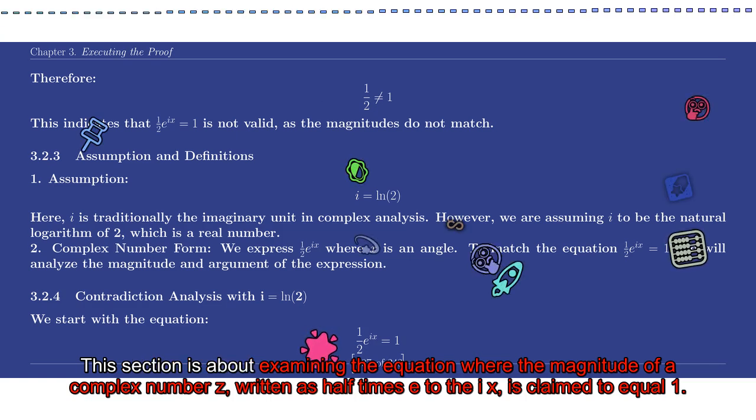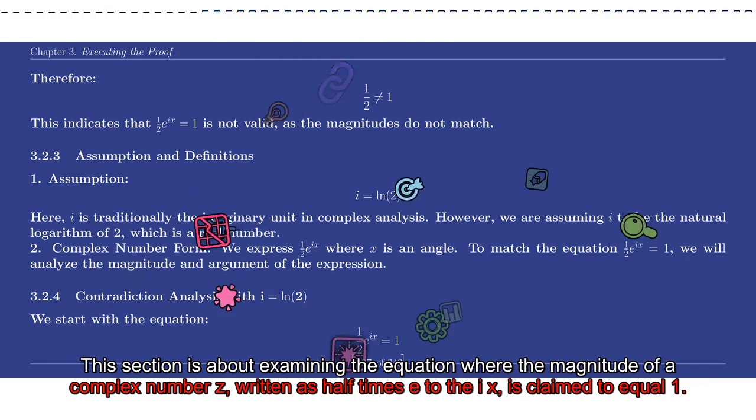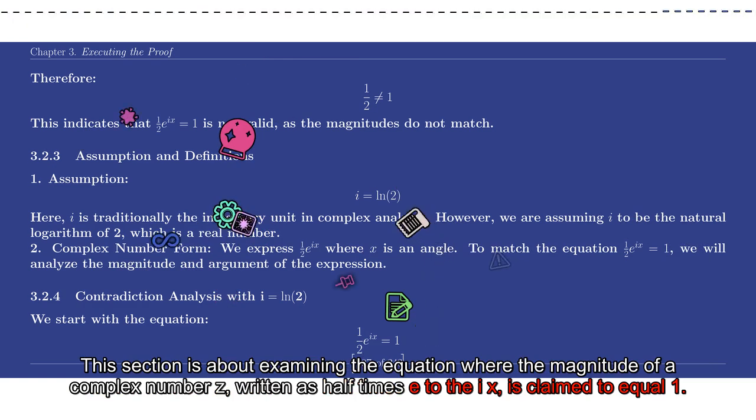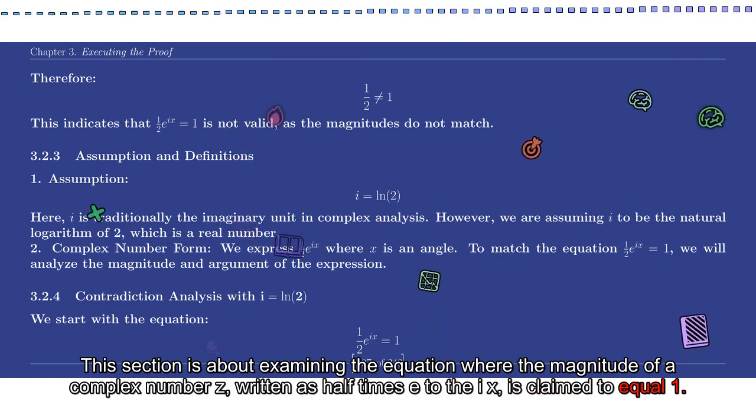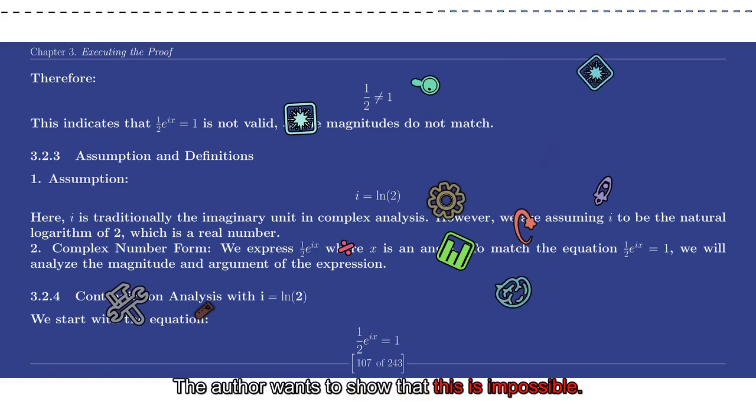This section is about examining the equation where the magnitude of a complex number z, written as half times e to the ix, is claimed to equal 1. The author wants to show that this is impossible.